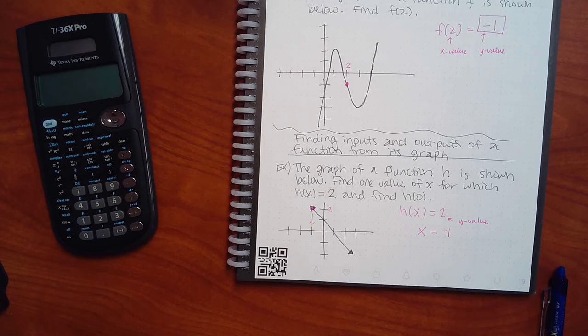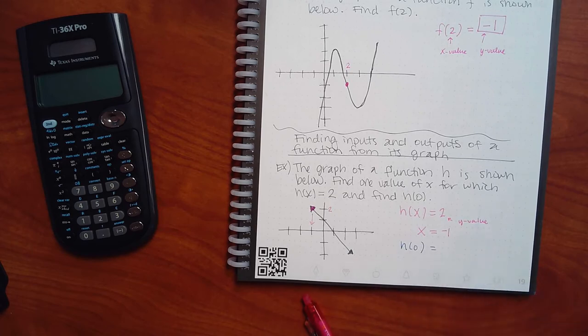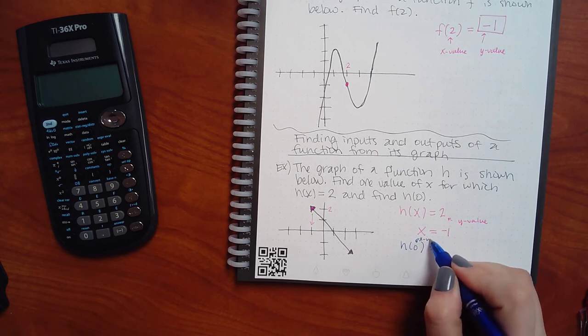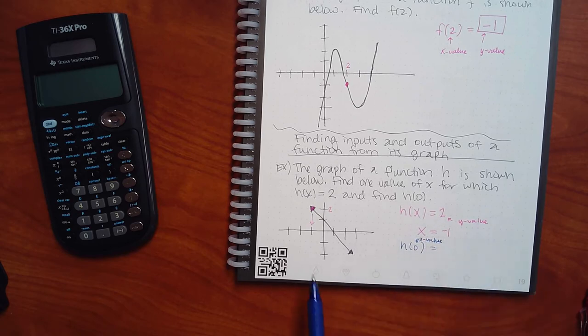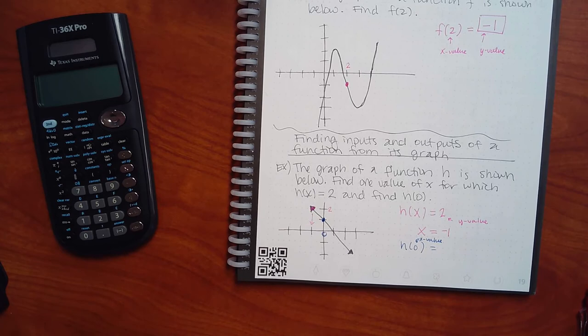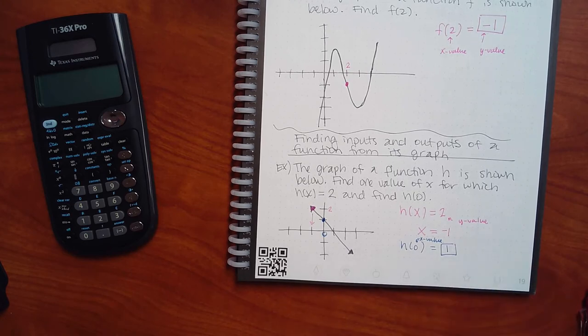Okay? Now this other one, we'll put it in blue. H of 0. Which value did they give you? They gave you x. They gave me the x value this time. So then I need to find, where's the x equal to 0? It's right here, right? Touches the graph right there. What is the y value right there? 1. You got it. And that's what they want.